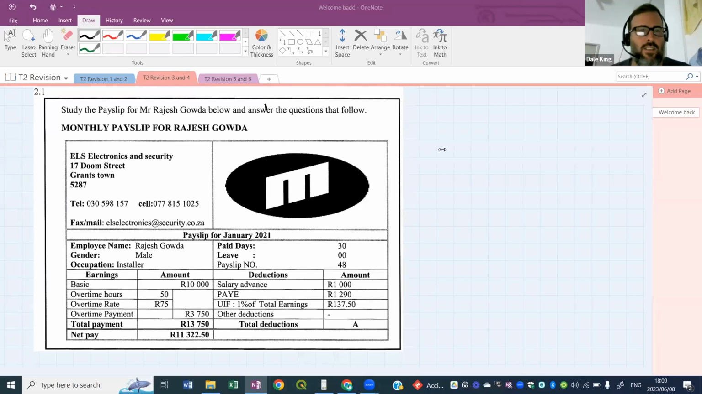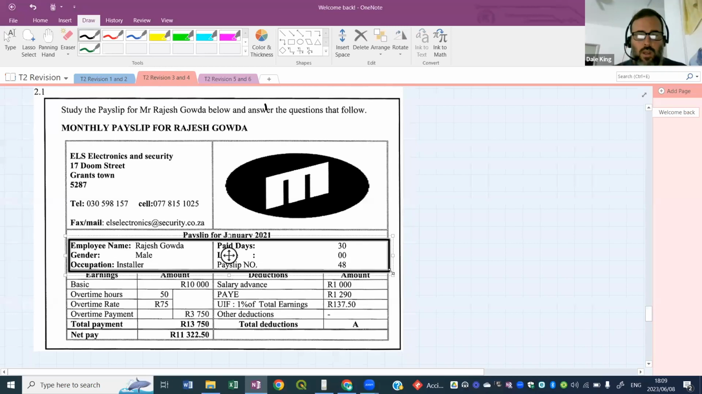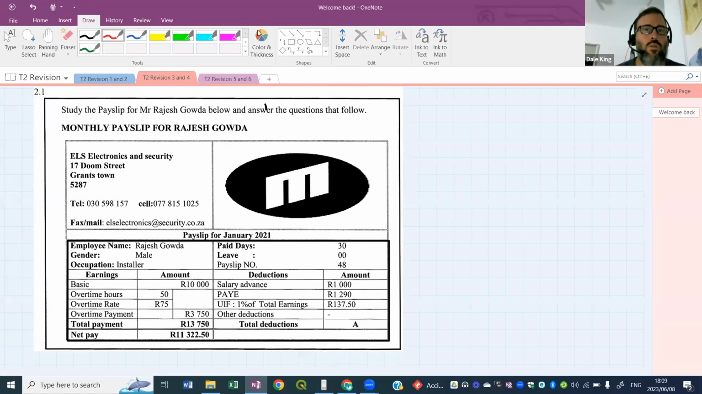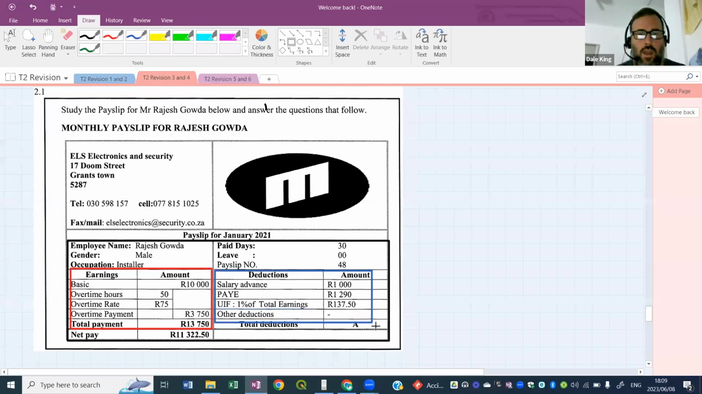Right, so top left there we have personal details, and then we have more company information here in this section of the payslip. But the most important stuff is what happens down here in this block. This block is split up into the earnings, what this person receives, and then the deductions that this person has to pay before he gets the money into his bank account. So those two blocks are the most important blocks of the payslip.